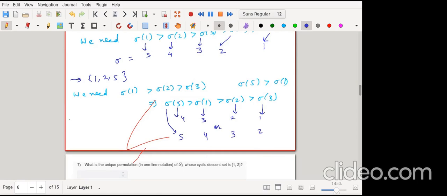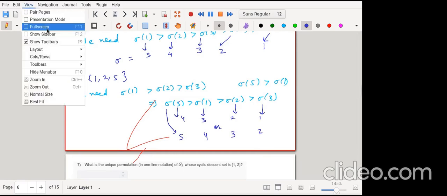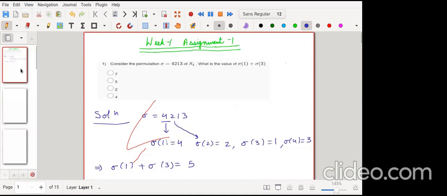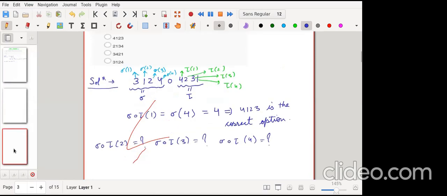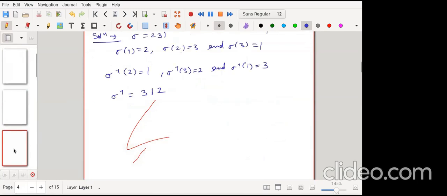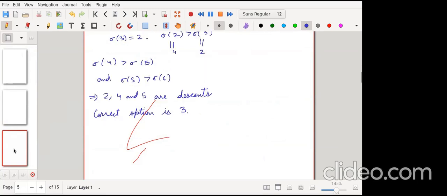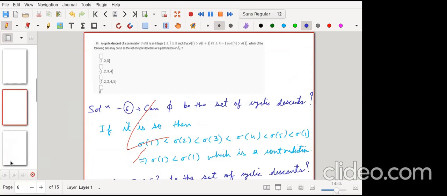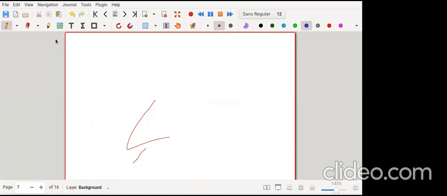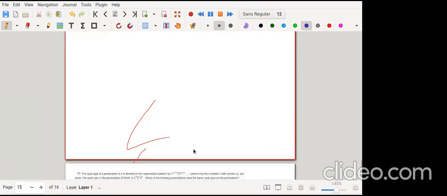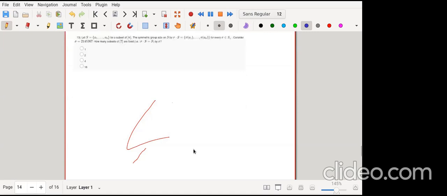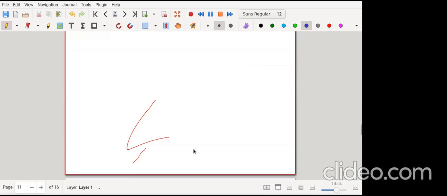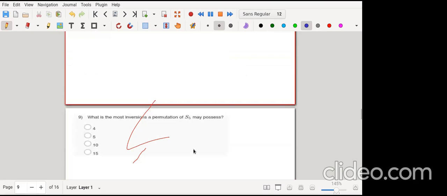So let me just add one page here. Sorry for the interruption.